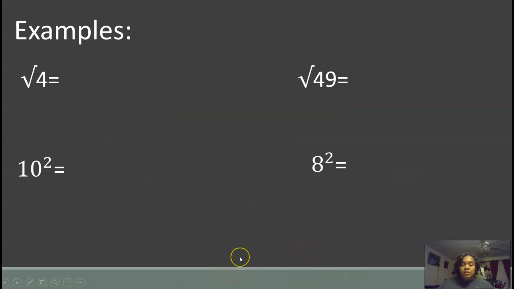Okay, so some examples here. The square root of 4 is negative or positive 2. The square root of 49 is negative or positive 7. 10 squared is only 100. When you multiply 10 by itself twice, it's 100. 8 squared is 64. Okay?